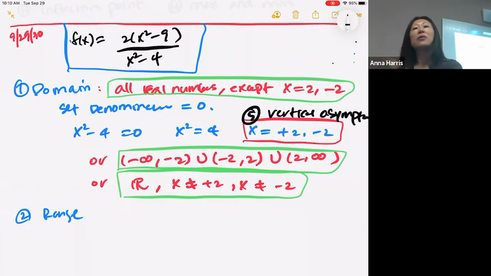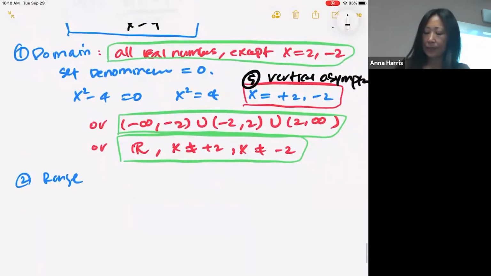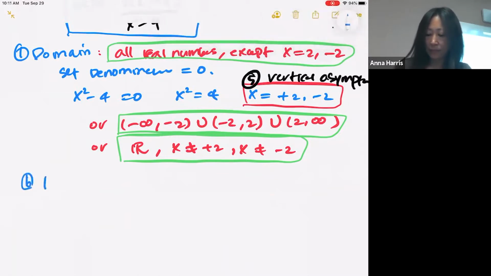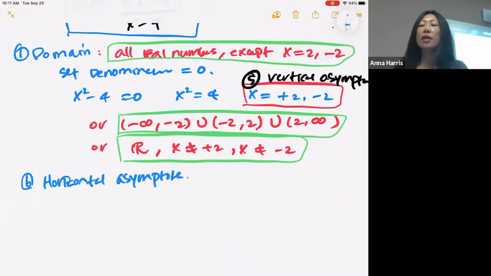Okay, so let's find a horizontal asymptote, okay? Look at the problem. So I'm gonna skip the number 2 for now. So I want to do number 6. Okay, is everybody with me?